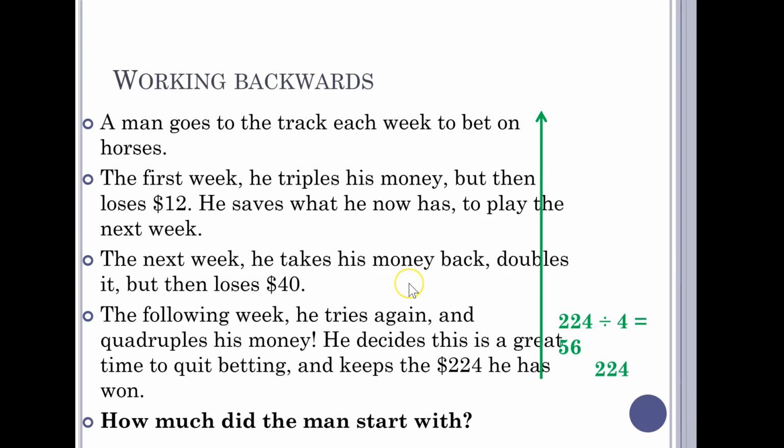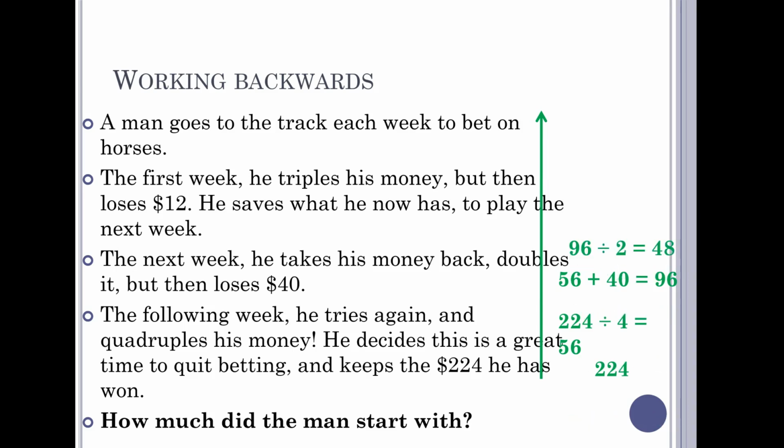All right. Let's go backwards one more step. See right here where it says he lost $40? So what did he have before he lost the $40? He had 96 bucks, because 96 minus the 40 gives us 56. Do you see what we're doing? We're not just going backwards, we're doing the opposite at every step.